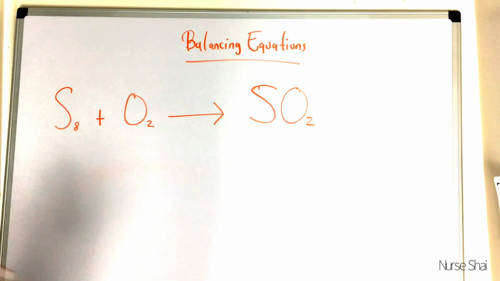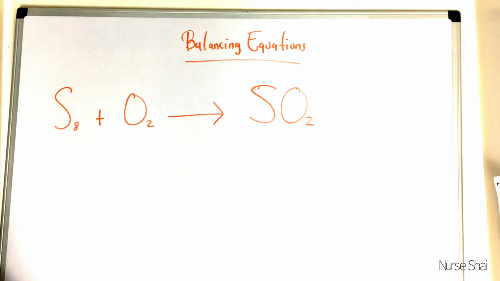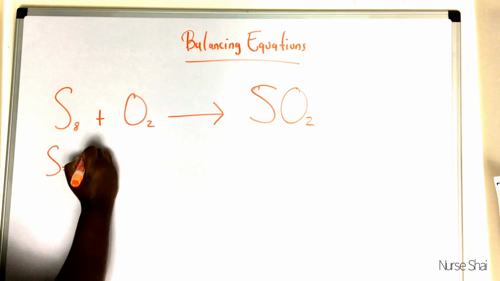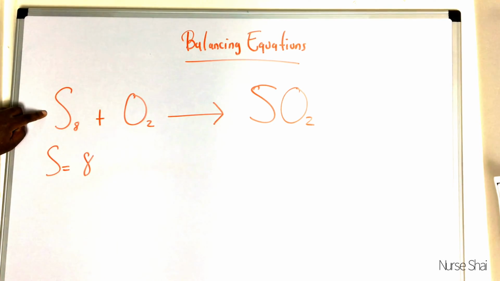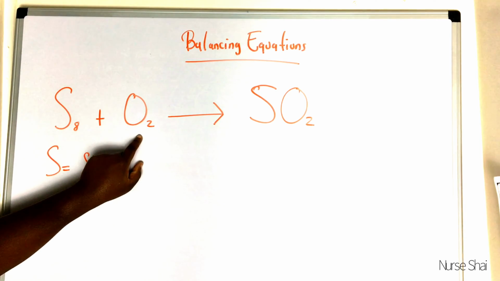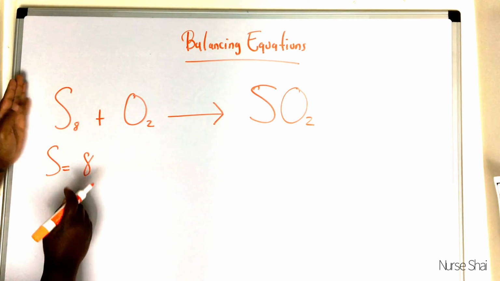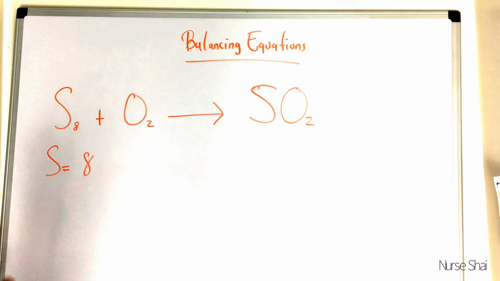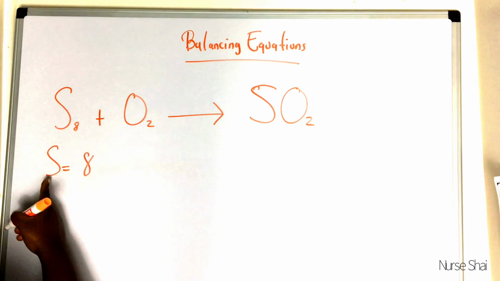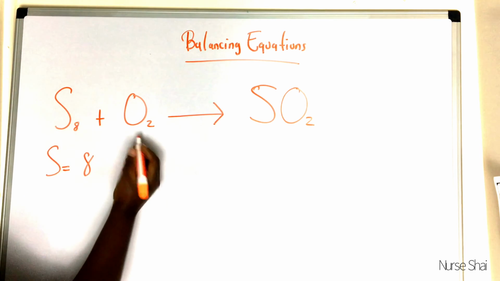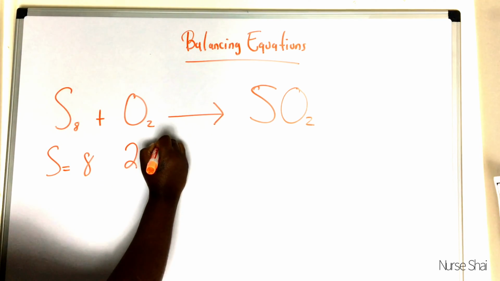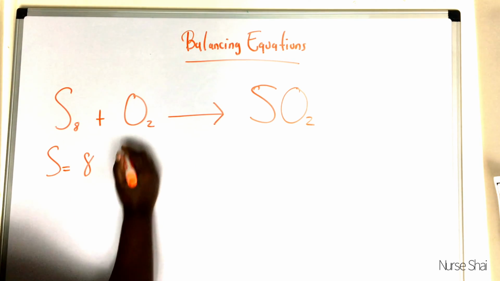So what I was taught was, this is how you approach a chemistry equation. You write out exactly what you have. We have 8 sulfurs in this equation, and there's an imaginary 1 in front of each element, okay? So we have 8 sulfurs. We have 2 oxygens.